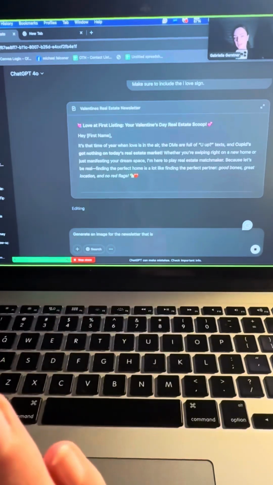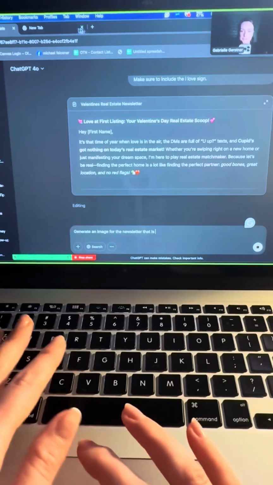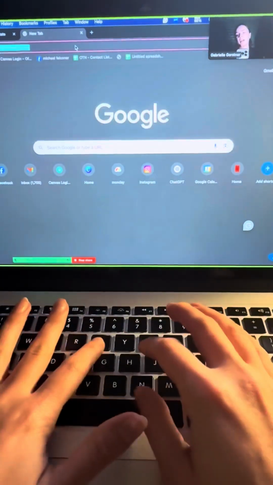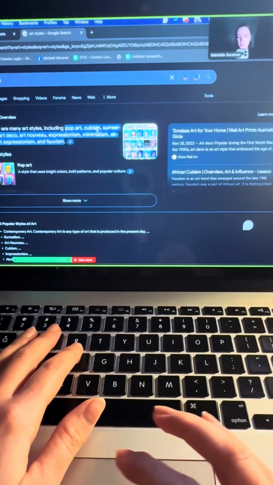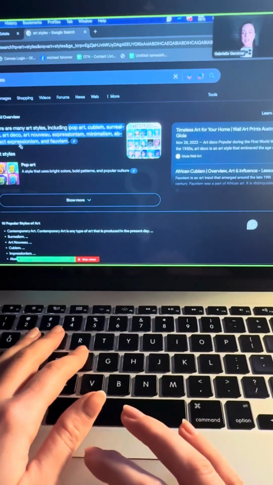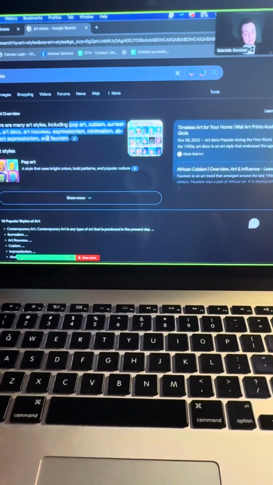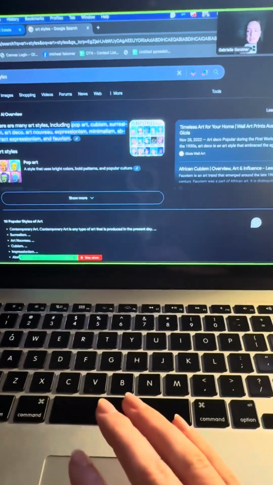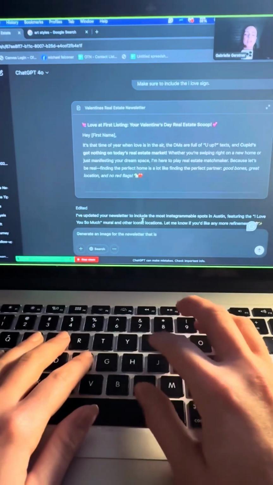You may or may not be into art. Maybe not. Doesn't really matter. I'm gonna Google art styles. Pop art, cubism, surrealism, art deco, art nouveau, expressionism, minimalism, abstract expressionism. If you had a favorite in that list, you're going to say that favorite. I'm going to say pop art because pop art to me correlates with Valentine's Day. Generate an image for the newsletter that is pop art.